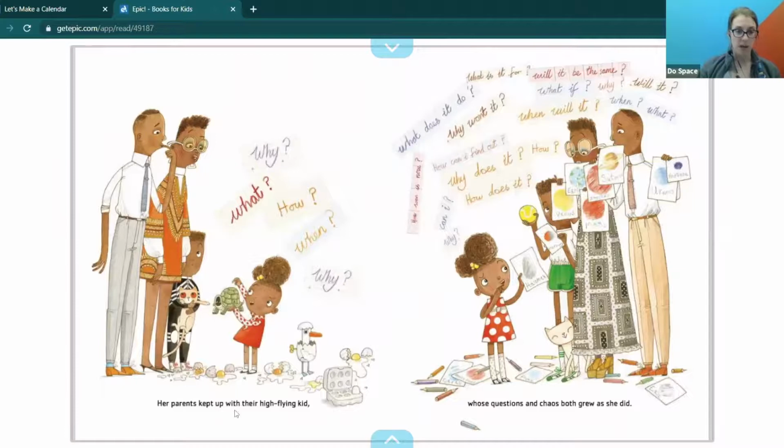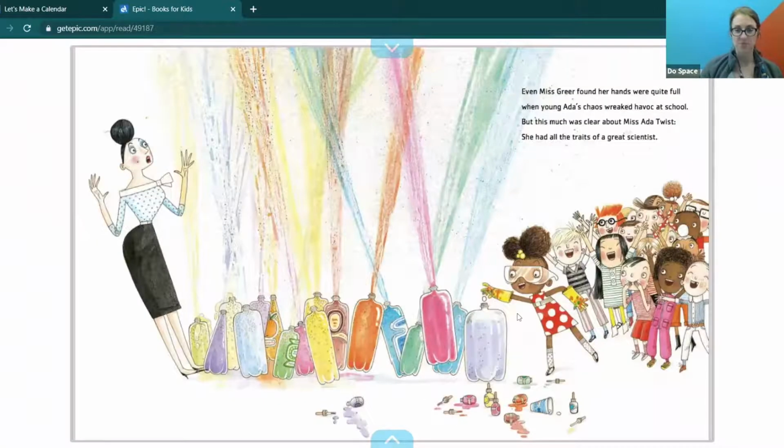Her parents kept up with their high-flying kid whose questions and chaos both grew as she did. Ooh, look at all these questions. She's why, what now? What does it do? What is it for? Will it be the same? What if? Oh, how can I find it? What does it? How? All of these different questions she is asking her parents.